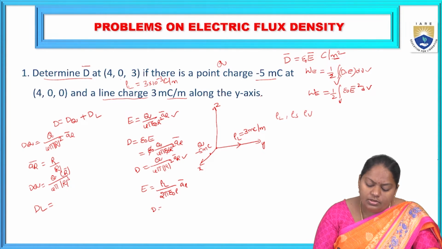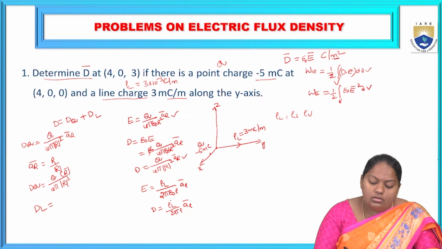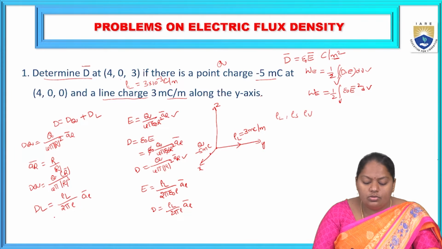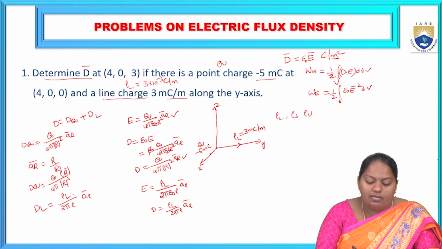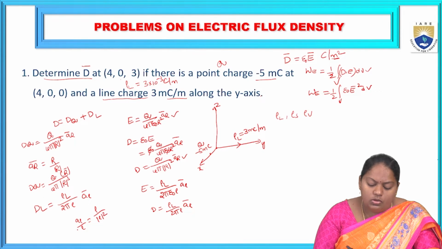Now, if you consider D, it is rho L by 2 pi rho into a rho. So, along the line, the source point is at 4, 0, 0, so rho is to be considered at this particular point. Hence, DL needs to be written as rho L by 2 pi rho into a rho. If we substitute rho L value as 3 millicoulombs and 2 pi rho in the denominator, the direction a rho can be written as rho by modulus of rho whole square.